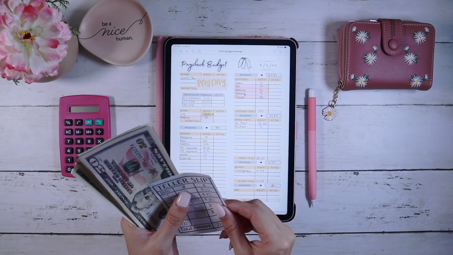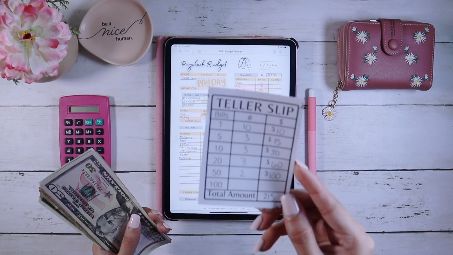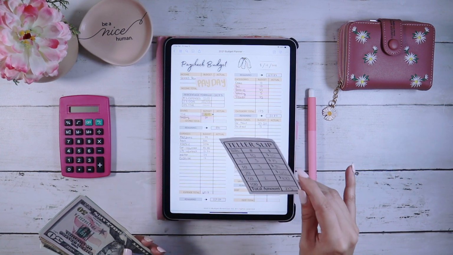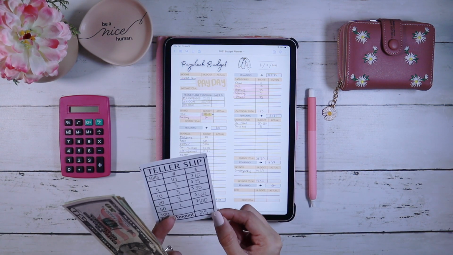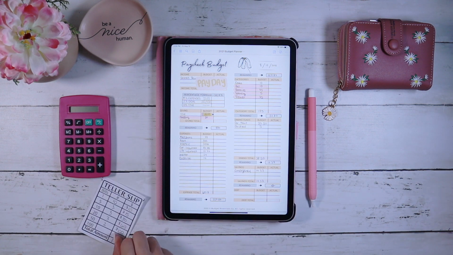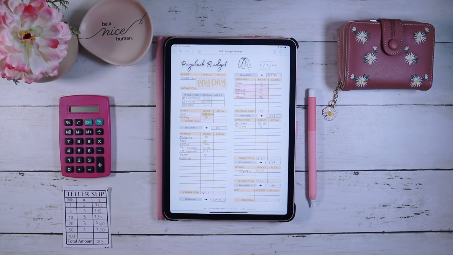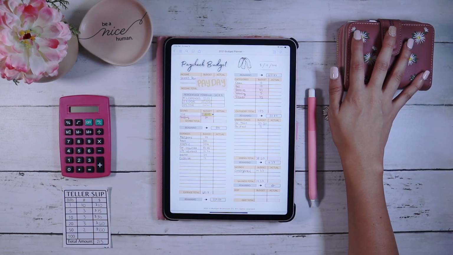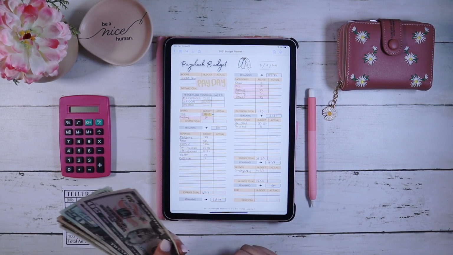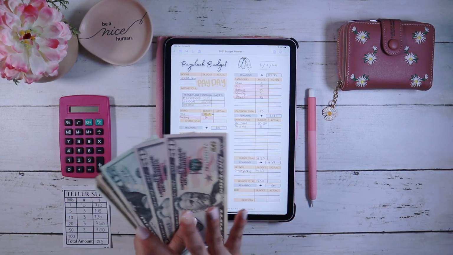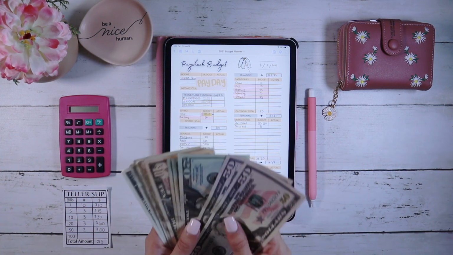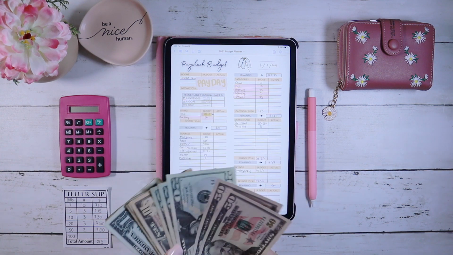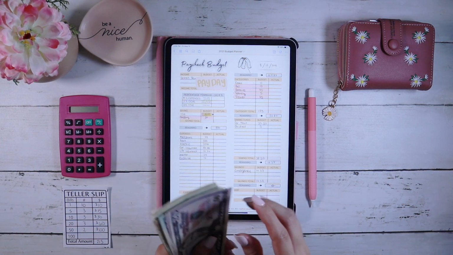Okay, so I just got back from the bank and I had provided this teller slip for exactly how I wanted the cash to be broken down. $215 is what we had withdrawn to stuff my regular cash envelopes as well as one of my sinking funds. So let's go ahead and just make sure and face our cash. A lot of ones is what we got going on, but that is perfectly okay with me.